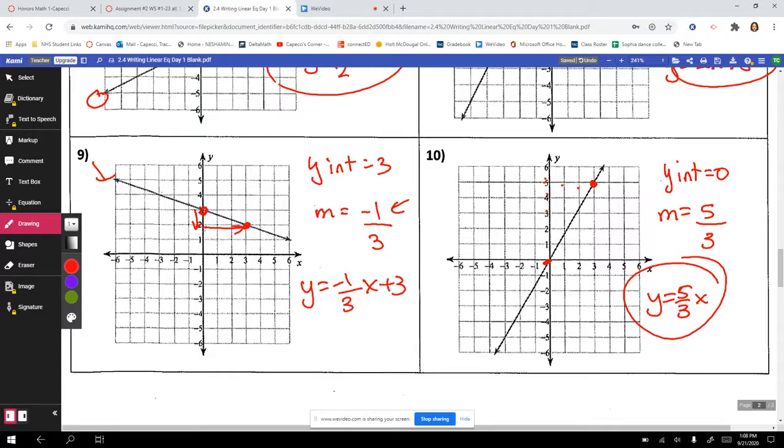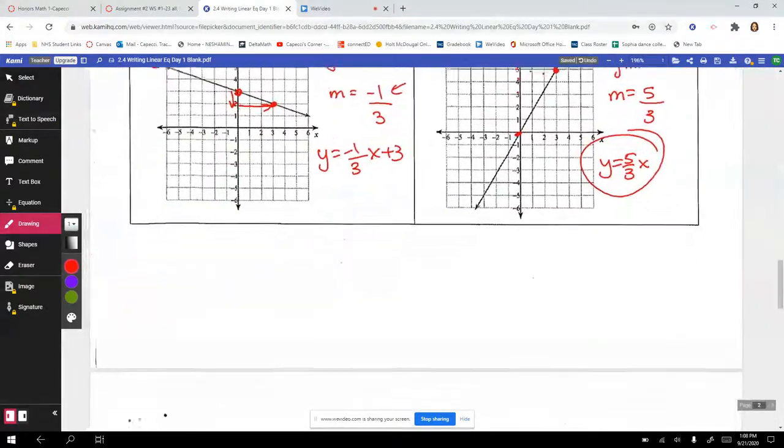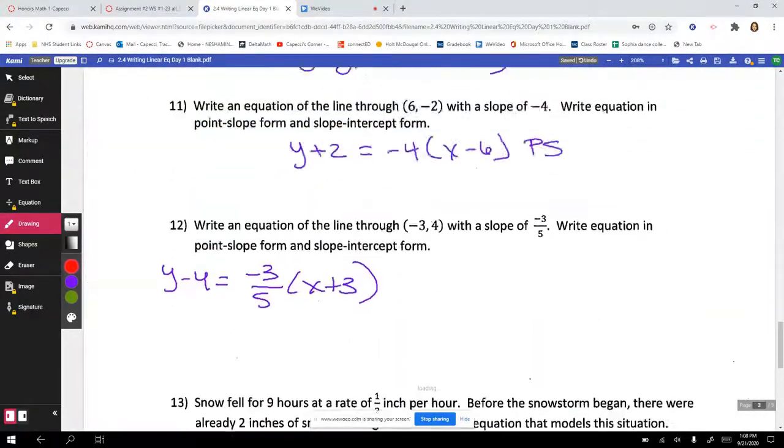All set. Okay, so there's some graphing. You just really want to pay attention. This is early in the year, so you really want to make sure you master the skill early and remember it because it's going to show up again.